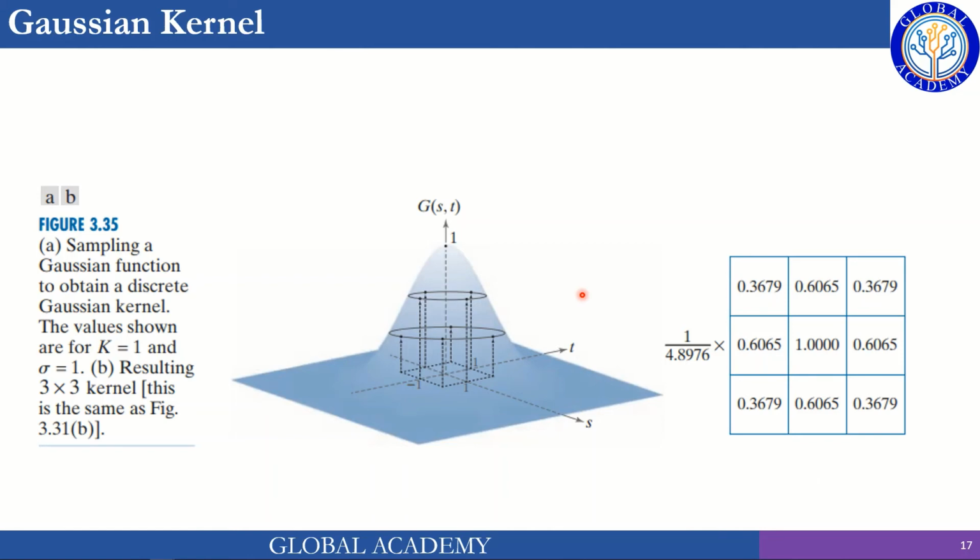So here is a better illustration of the same concept. We have a Gaussian curve, Gaussian surface, and then we can sample this Gaussian surface just by specifying the values of S and T, or X and Y, and we can compute some numerical values, and then we can normalize this kernel. Say it's a 3x3 kernel, then we can normalize this kernel by the sum of these values, like we got 4.8976 just for normalization, because we want the sum of all the values equal to 1.